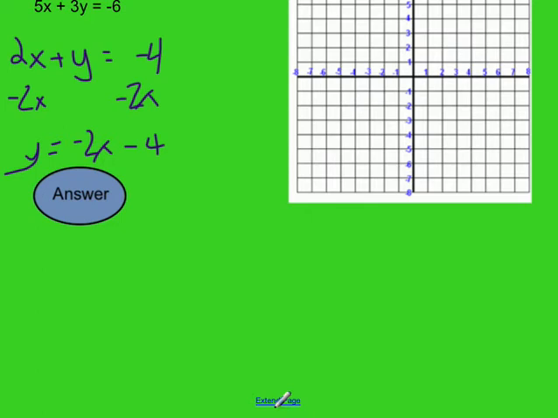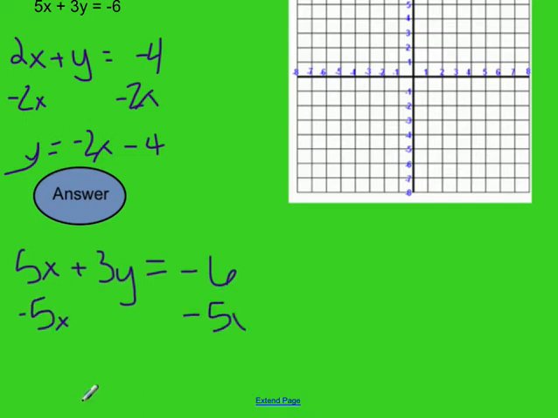Now I'm going to start getting my second one. So I have 5x plus 3y is equal to negative 6. Again, in order for me to graph this, I need to solve for y. So I'm going to go ahead and subtract 5x from both sides, and then I get 3y is equal to negative 5x minus 6.